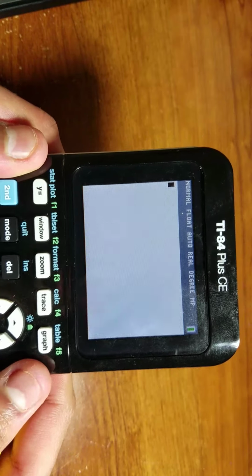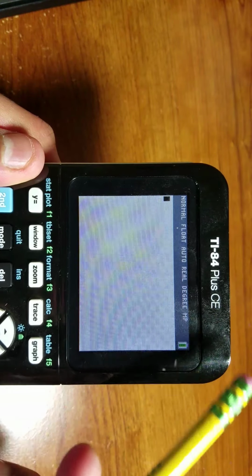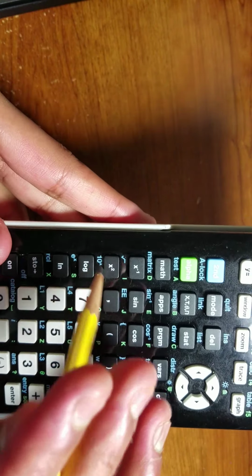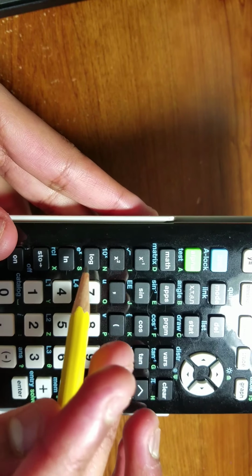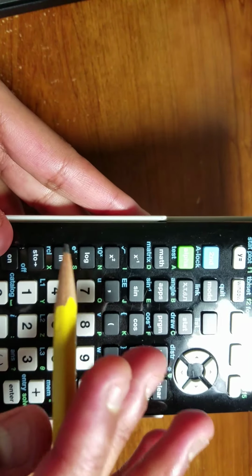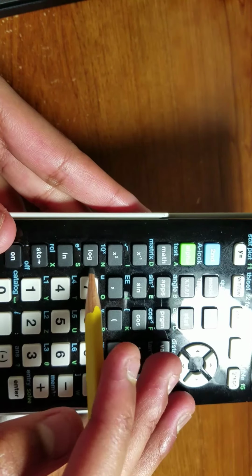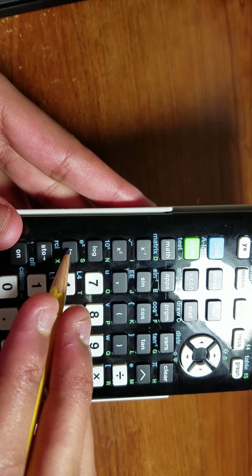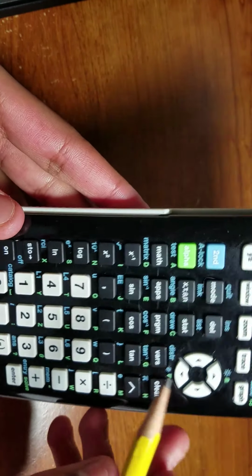Okay, so this is my TI-84 Plus CE calculator. Basically, the buttons that are critical for logs would be your normal classical log button, which is base 10, though there are calculators where you can put in whatever base. I need to find out how to do that. And then you've got the natural log button, which is for e.